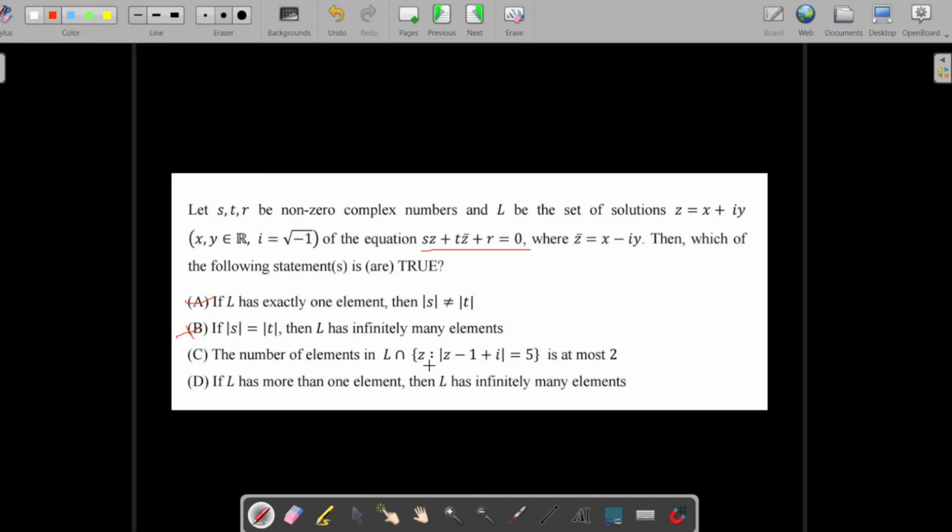Third option. Now this is, as you know, the equation of a particular circle. But again, the beauty of this question is this could have been any equation of any random circle. It could have been mod of z is equal to 551, let's say. Even then the same logic would have applied. They have taken it to be a circle, but this need not be a specific circle. Why? The number of elements in L intersection this circle is at most 2. So this is another option that requires absolutely mind-blowing thinking.